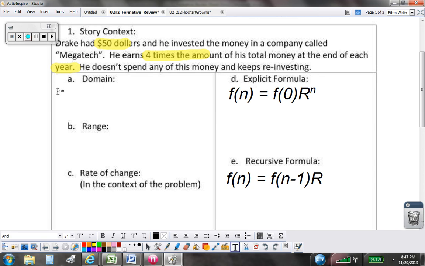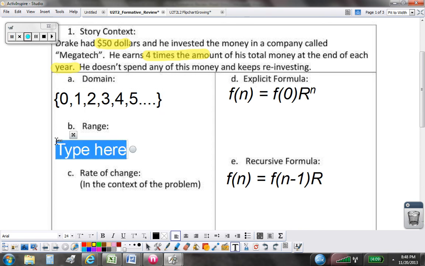So domain. In this problem, remember domain is what the input is, and the input here would be the number of years. Okay, and we start with 0. And then each year we progress. I'm just gonna show that it continues on the pattern. The range would be the amount of money you make each year.